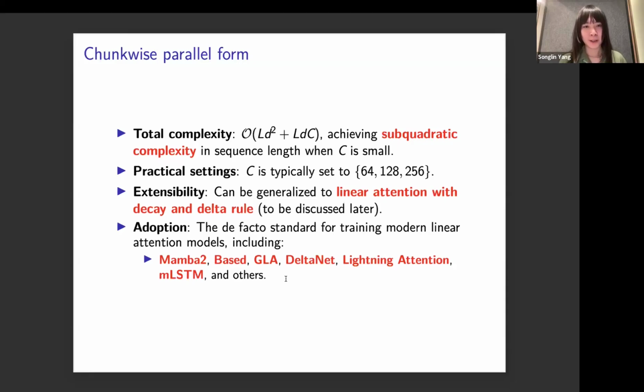The trunkwise form is also a very general algorithm. We can easily extend it to other more expressive variants, such as linear attention with decay or with the delta rule, which we will revisit later. Finally, I want to highlight that recent modern linear attention models, such as RetNet, GLA, Mamba2, and DeltaNet, all use the trunkwise parallel form for hardware-efficient training.